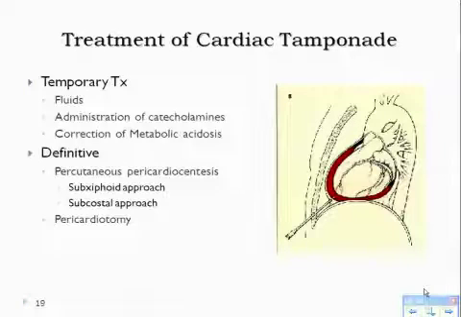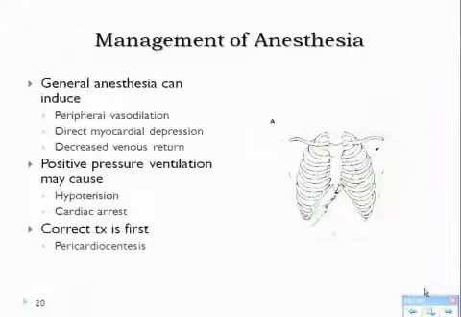Treatment is to give them fluids temporarily, give them a lot of fluids, administer catecholamines to support the blood pressure, and then correct the metabolic acidosis if it's severe. Definitive is to do a percutaneous pericardiocentesis till the surgeon gets there, which you can do by a subxiphoid or subcostal approach, or the next definitive procedure is, of course, a pericardiotomy, which is what the surgeon's going to do.